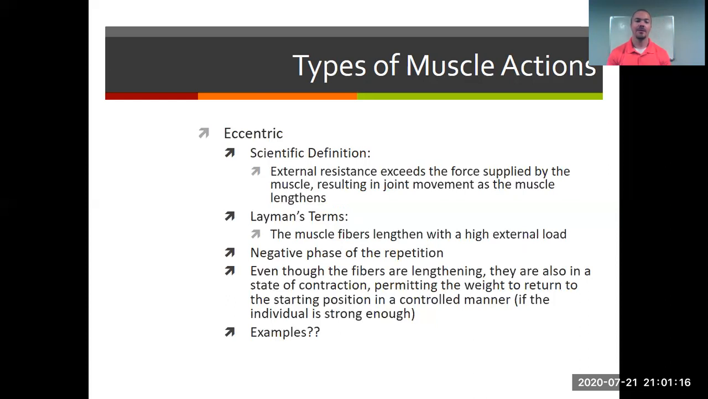In layman's terms, the muscle fibers lengthen with a high external load. So although our muscle fibers are attempting to contract, because we're producing less force than the external load is, they will actually lengthen while they're attempting to contract. So it's not that they are relaxing or that the antagonist muscle is contracting. It's just that they're not producing enough force. So even though they are firing and attempting to shorten, the external force causes them to lengthen.